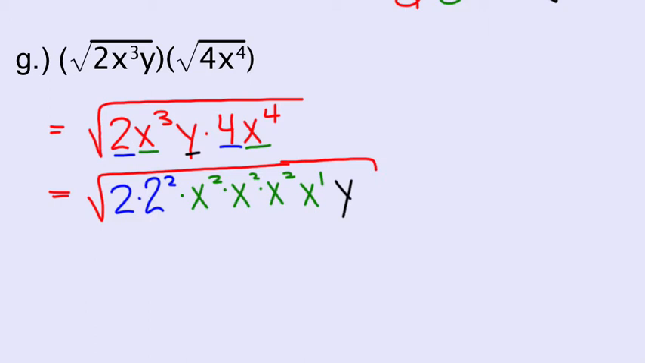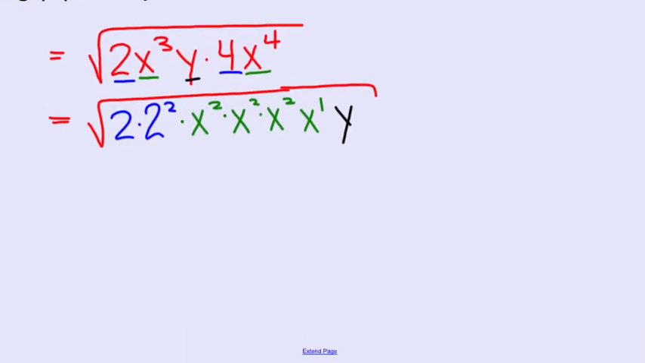All right, so we're looking for anything that's a pair because this is a radical with a square root. So the index is a 2. So what comes out is this 2, x, x, x. So we had 2x to the 3rd. And then our leftovers are the 2, the x, and the y.